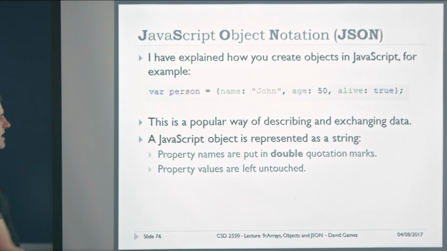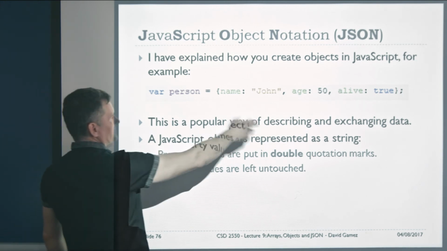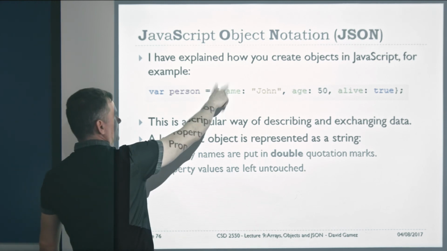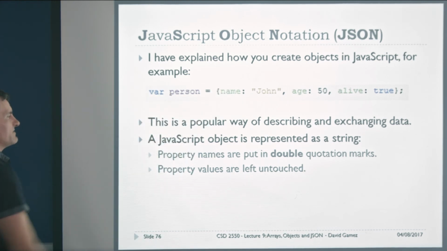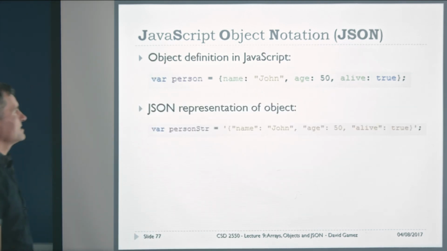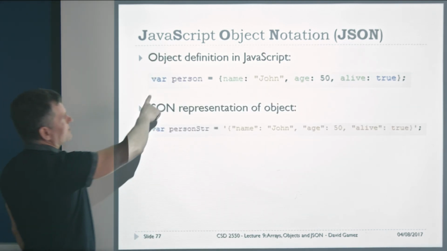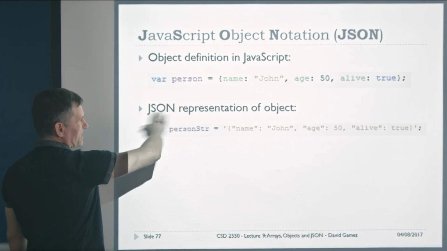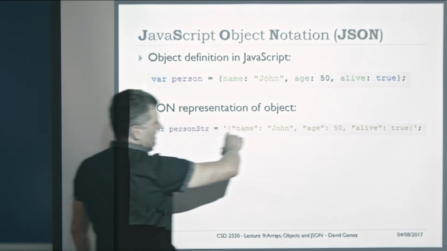To make this work, we have to convert the JavaScript object into a string, and to do this, we put the property names in double quotation marks, and we leave the property values untouched, and then we need a quotation mark at the beginning and the end of the string. So here's our object definition in JavaScript, and the equivalent JSON representation of this object looks like this.